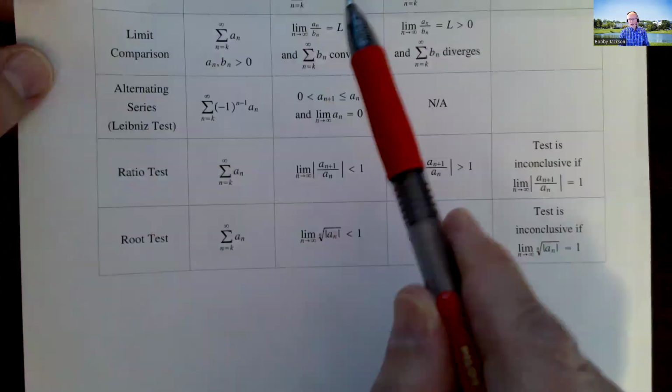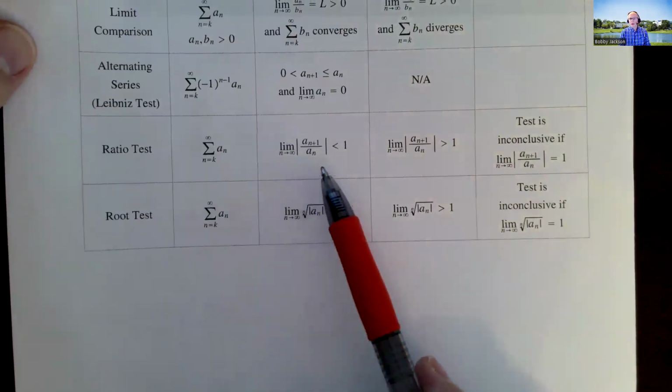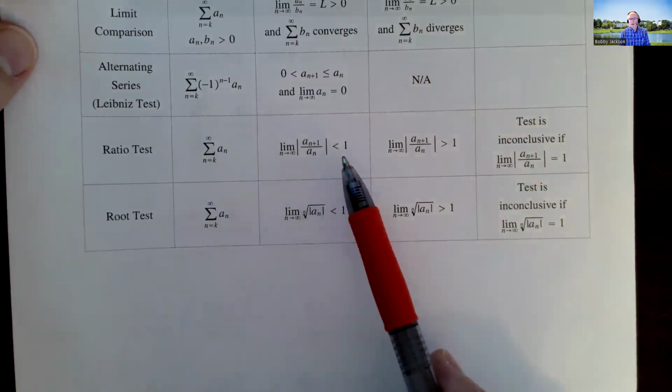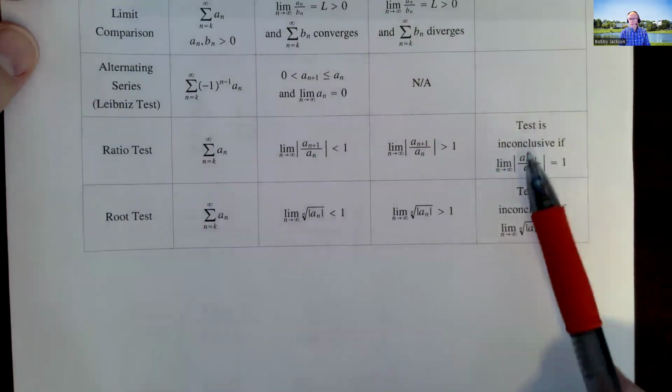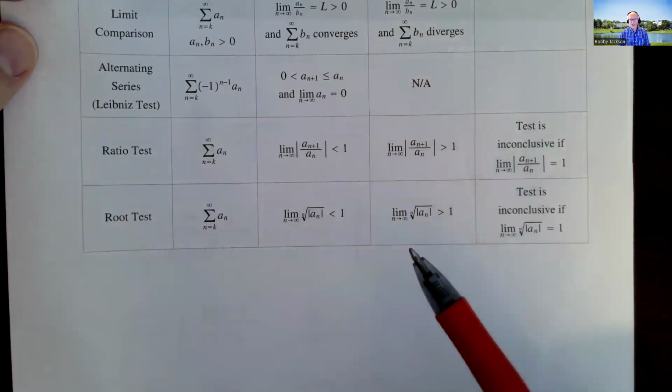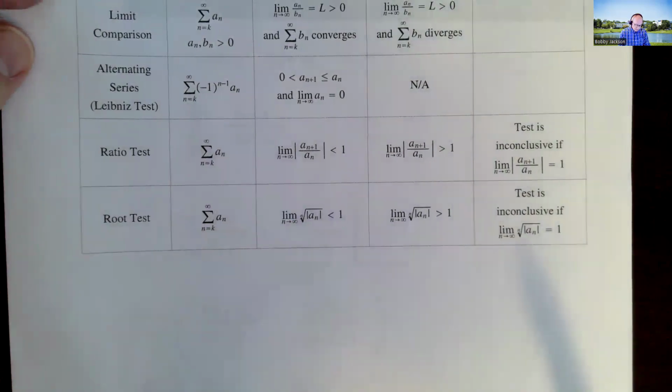And of course, this column remembers the column for convergence, first one here. So if this limit is less than one, then the series converges absolutely. If this limit is greater than one, then the series diverges. The one drawback, of course, is if this limit is one, then the test is inconclusive, and we would have to use some other test to determine the convergence or divergence of that series.